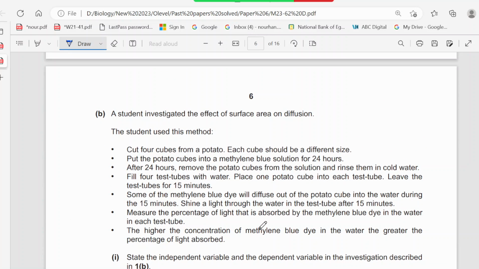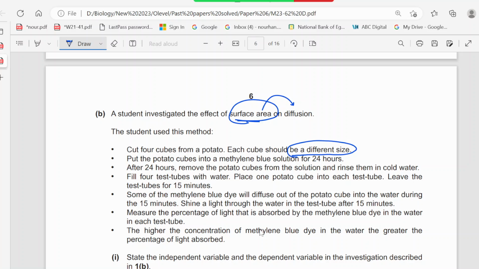A student investigated the effect of surface area on diffusion. The student used this method. He cut 4 cubes from a potato. Each cube should be a different size. So here the changed variable is the surface area. This is what I'm going to change.